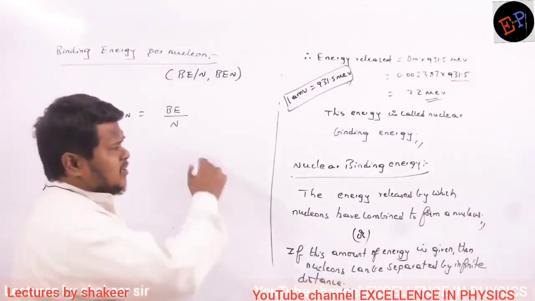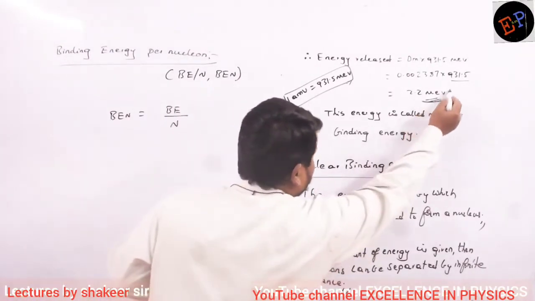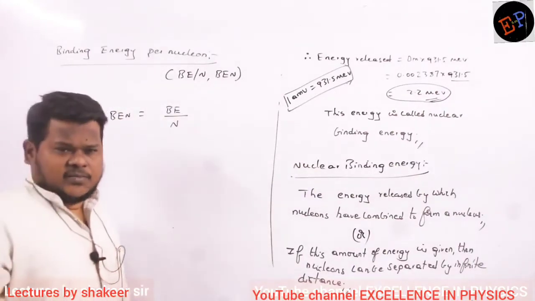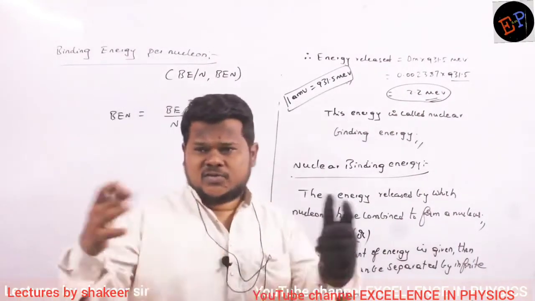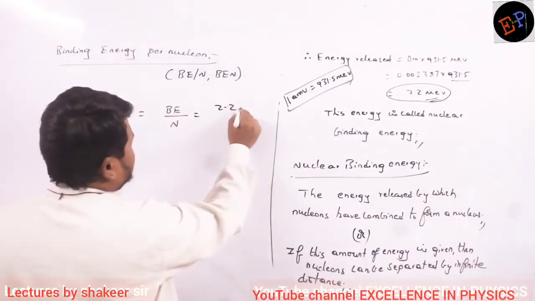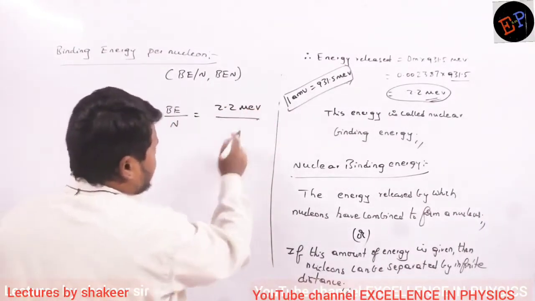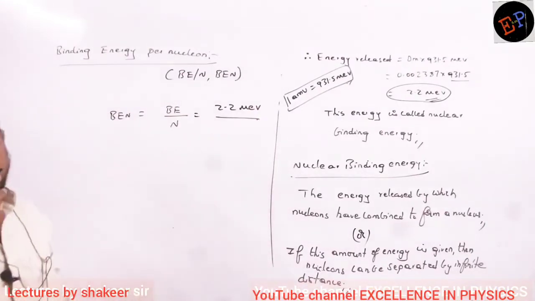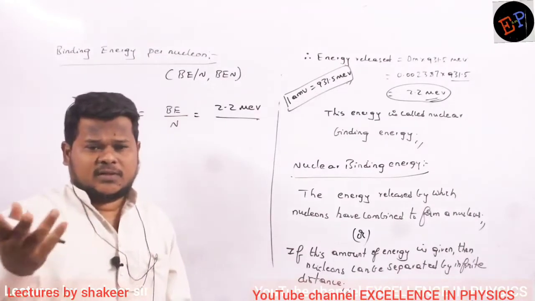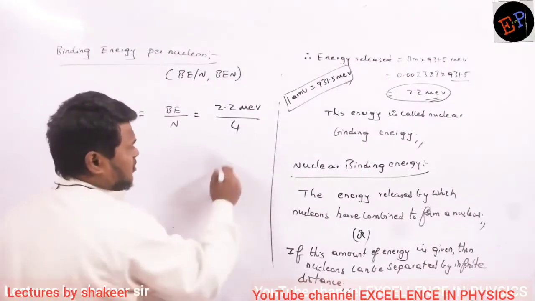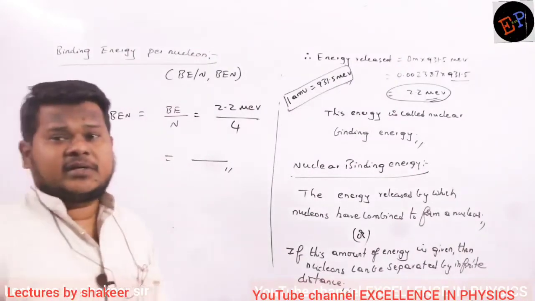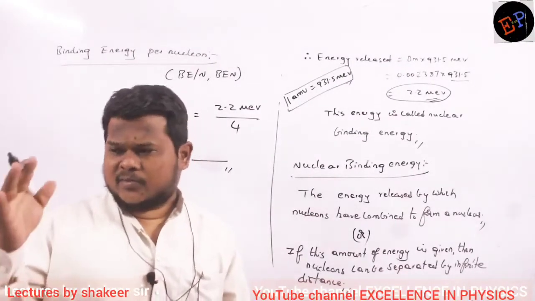For example, in deuterium, what is the binding energy I got? 2.22. Are you able to understand? This is the total binding energy for this total nucleus, no? Okay, so therefore total binding energy was 2.22 million electron volts divided by how many nucleons are there inside helium? Helium lopala nucleons annu untayi 4, 2 protons and 2 neutrons. So divide them by 4. So here whatever answer you will get, that is called as BEN, binding energy per nucleon.